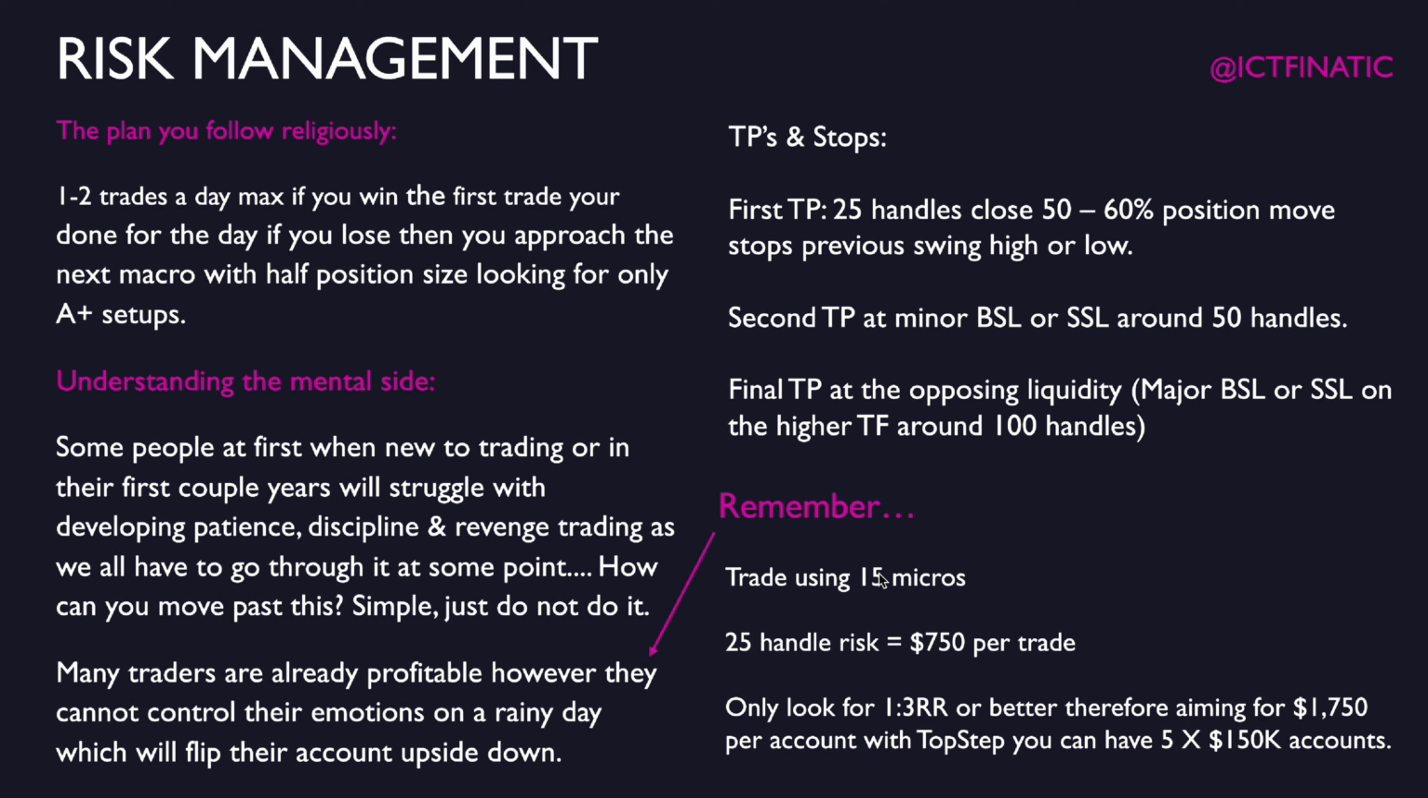For example, if you have a 150k Top Step account, you can actually trade using, I would recommend, 12 micros, and when you get funded and build up a buffer, you can trade with 15 micros, which we'd be risking on a 25 handle risk, $750 per trade, and you'd only look for at least a 1 to 2 or a 1 to 3 risk reward or better, therefore aiming for around 1.7k per account with Top Step, and you can have 5 150k Top Step accounts. Therefore you're making around 8k a day.